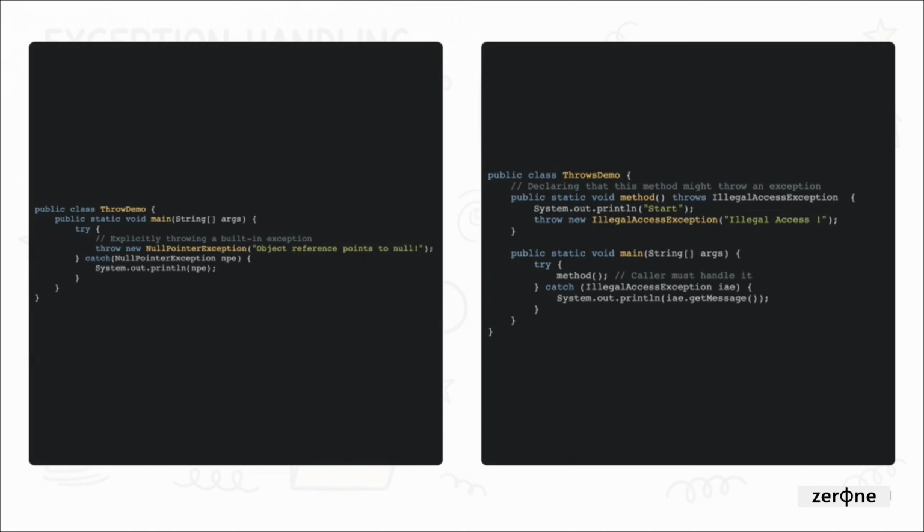Now, contrast that with throws, spelled with an S. This is placed way up in the method signature. It acts as a strict warning label. It tells whoever is calling this method, hey, heads up, this method might generate an exception, so you need to be prepared to handle it. It literally delegates the responsibility of handling the error up the chain to the caller.